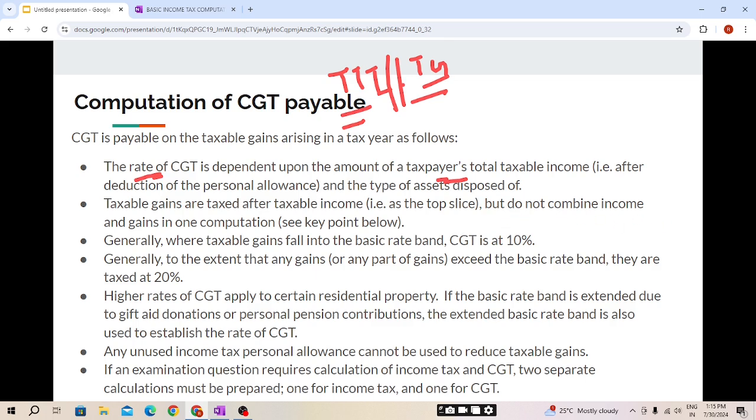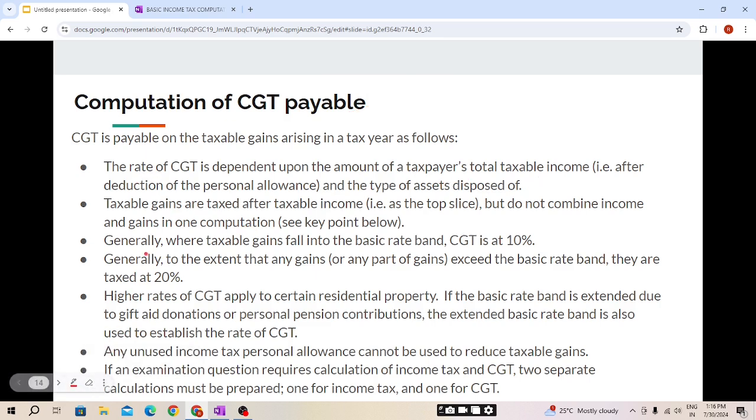But do not combine income tax and the gains in one computation. So students, the rates are different. We will only be using the total taxable income and the bands to identify the rate of CGT. But the computation will be totally different. Income tax is a different act and CGT is a different act. I hope this is clear.